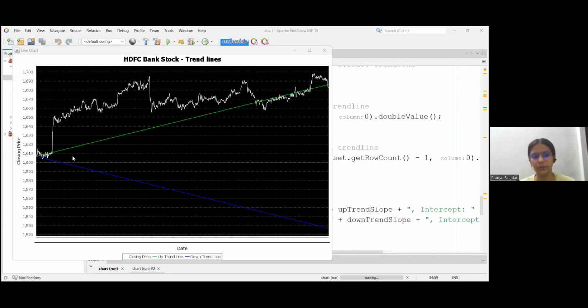It is made by first identifying the points of higher lows. We can take a minimum of 2 points of higher lows. Then we connect these higher lows with a diagonal line.